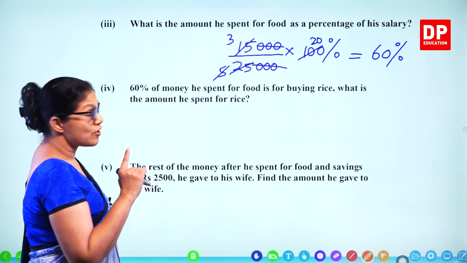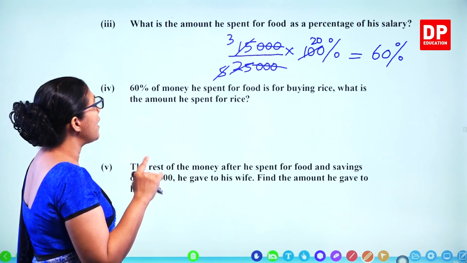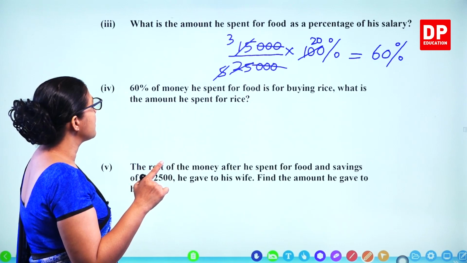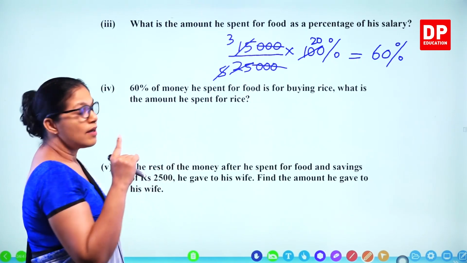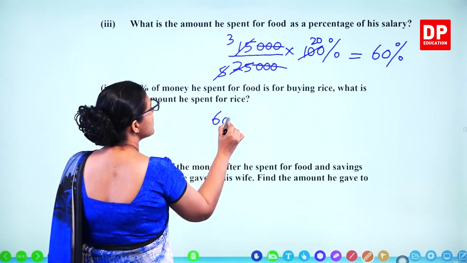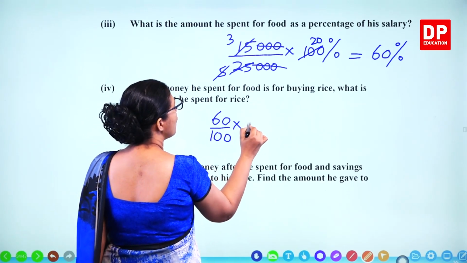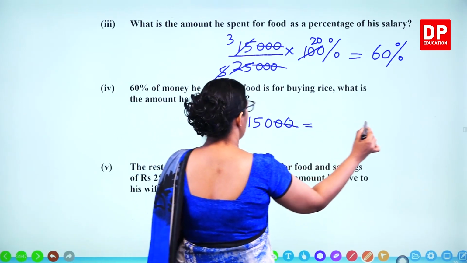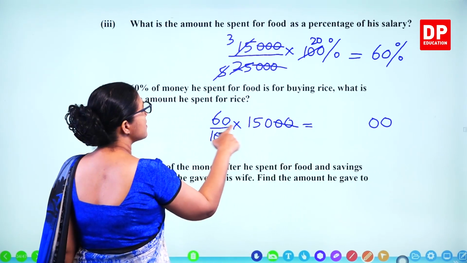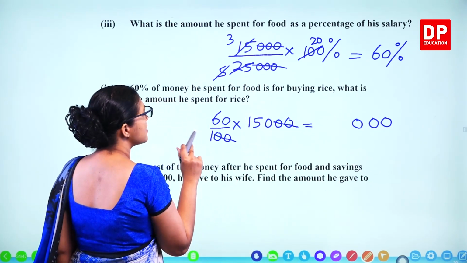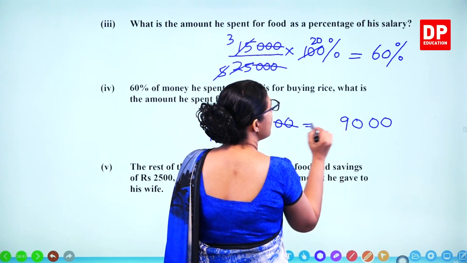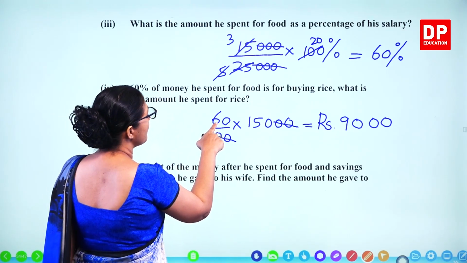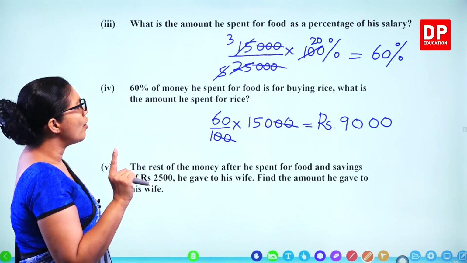Then the next part. 60% of the money he spent for food is for buying rice. What is the amount he spent for rice? 60% of 15,000. What's the value? 2 zeros get cancelled out. 6 times 5, 30. 3 remaining. 6 times 1, 6 plus 3, 9. So 9,000 rupees spent for rice.